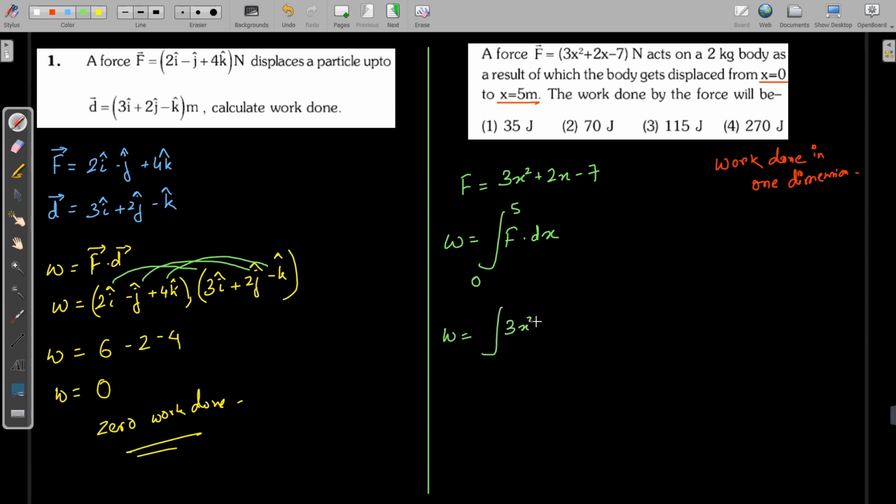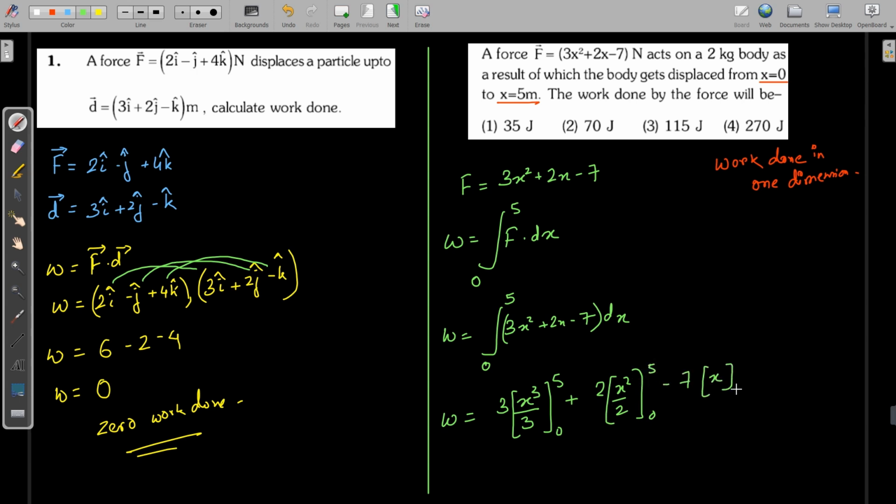So when we are doing this, W is equal to the integration of 3x square plus 2x minus 7 dx, from x equal to 0 to x equal to 5. How much are we getting from here? If I integrate this, I am getting 3x cubed by 3 from 0 to 5, plus 2x square by 2 from 0 to 5, minus 7x from 0 to 5. So W we are getting.